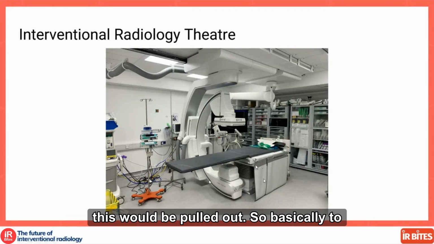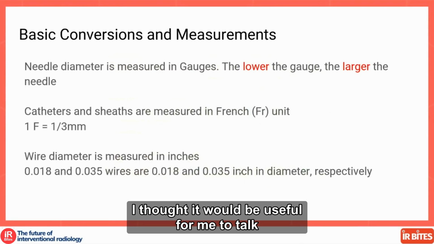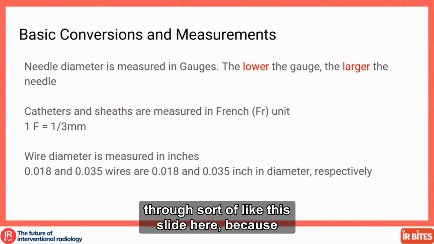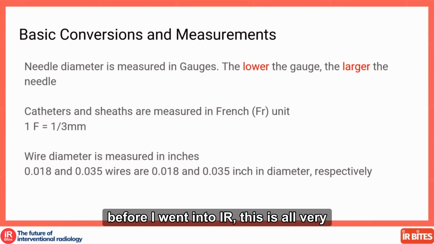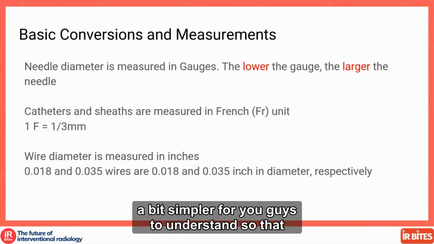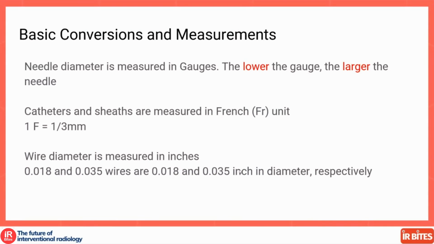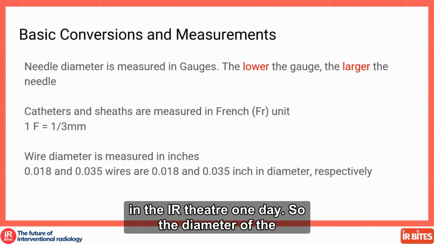So basically to protect the first operator from excessive radiation. I thought it would be useful for me to talk through this slide here, because before I went into IR, this was all very confusing to me. So hopefully I'll be able to make it a bit simpler for you guys to understand, so that it will be less confusing if you step foot in the IR theater one day.